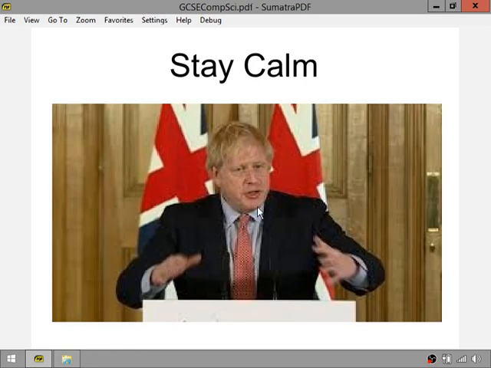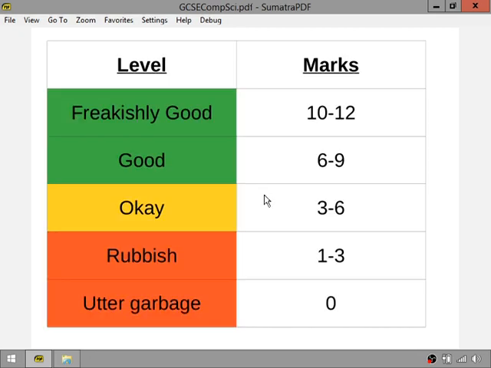So I'm going to level with you. We're going to stay calm, but I'm going to tell you about how this thing is marked. So essays aren't marked the way you think they would be. So I'm going to give you the unofficial down low on how these things are actually marked. So here's a typical mark scheme for an essay question that's out of 12 marks.